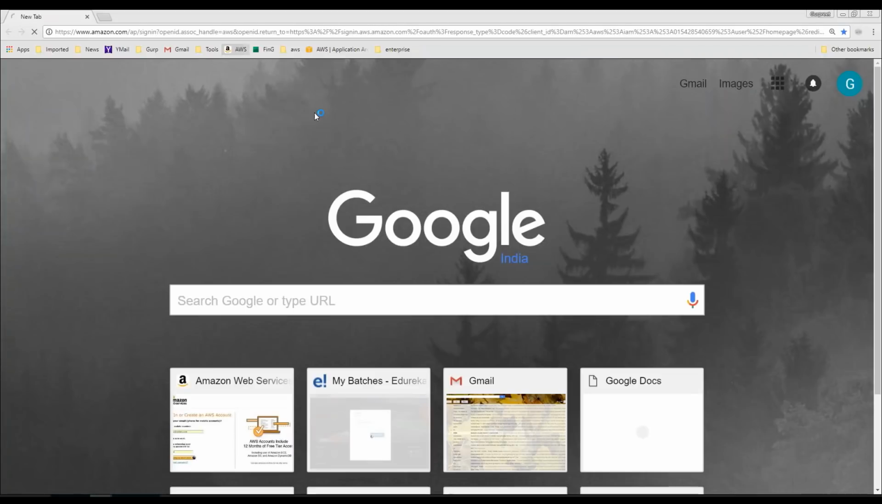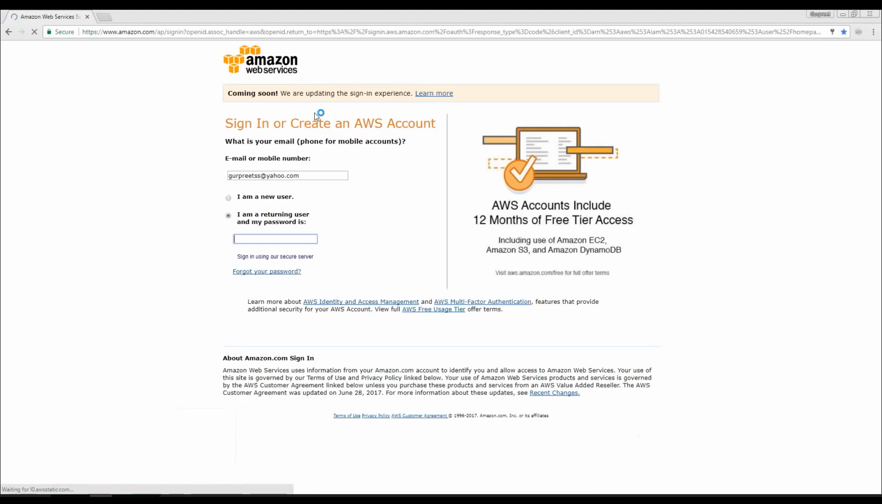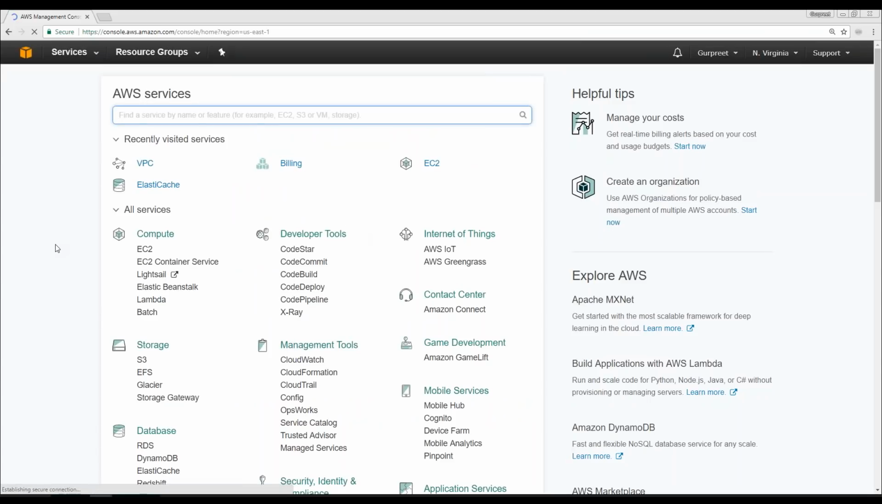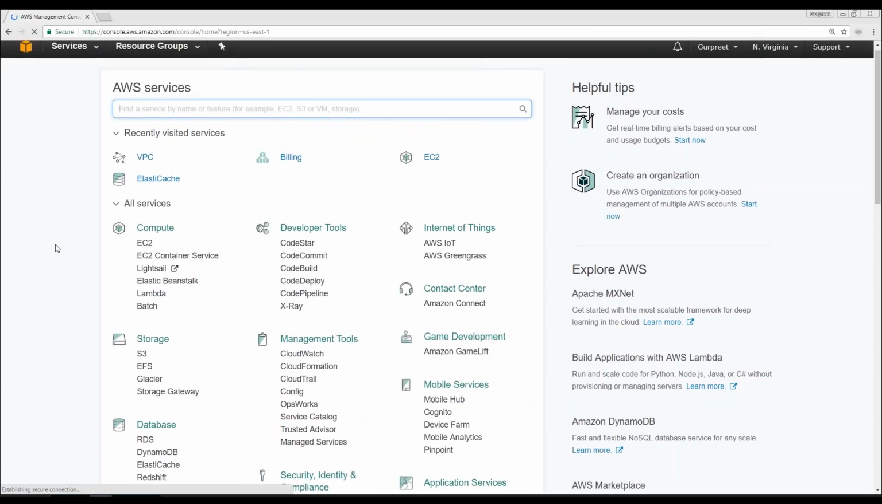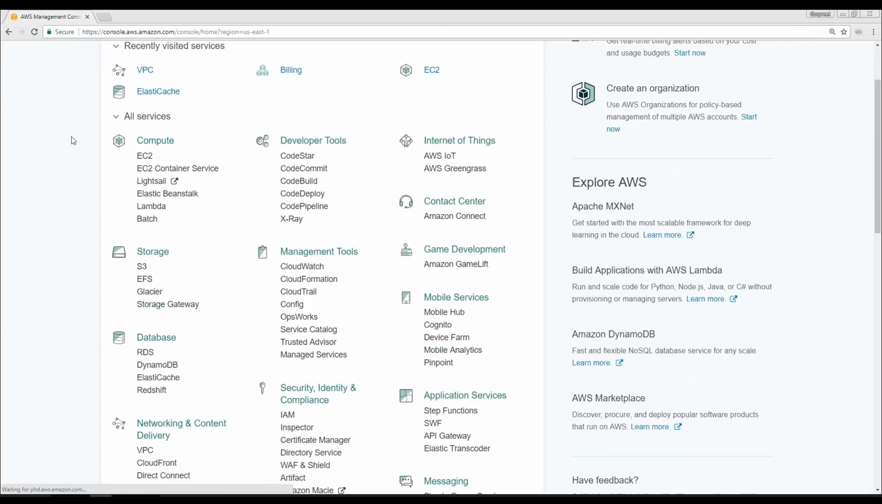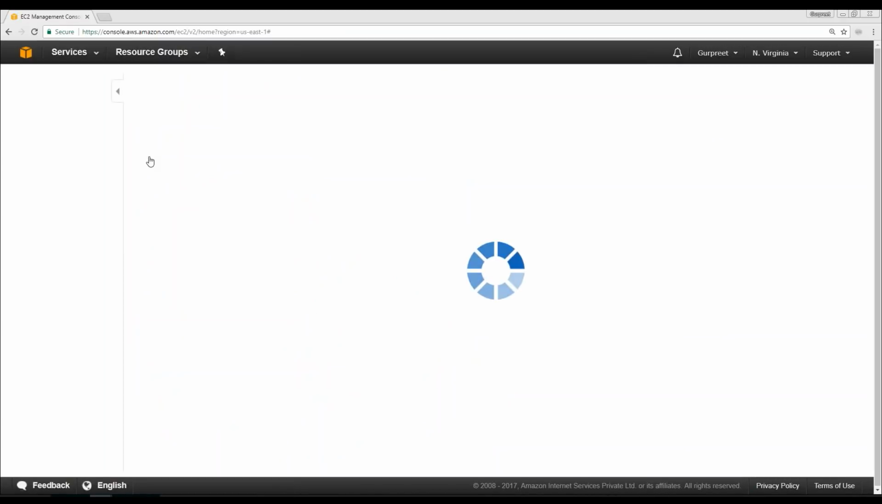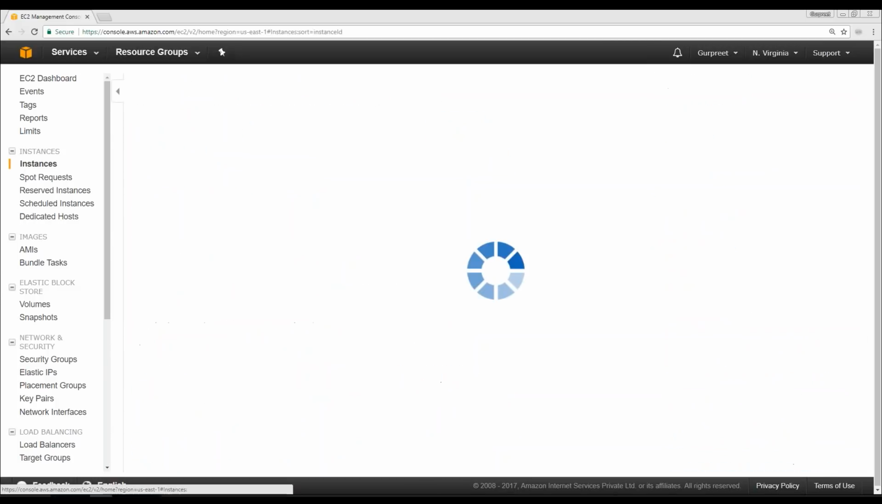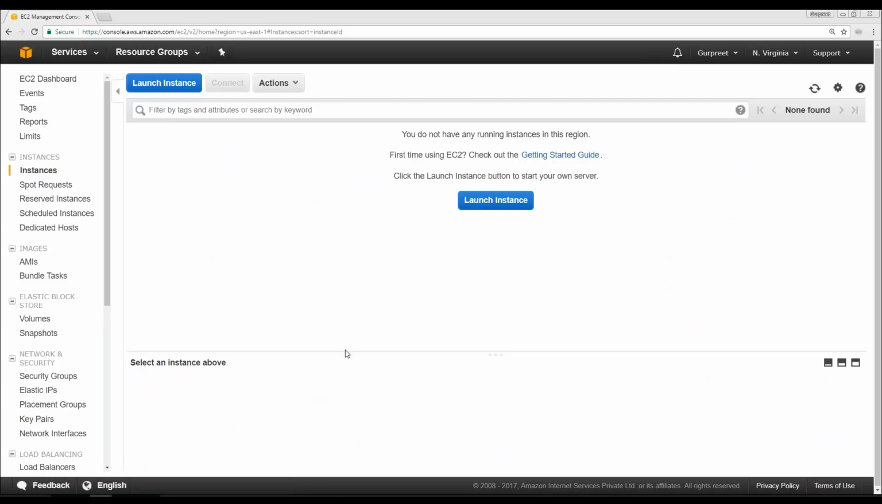If I go to my account, which I have already created, I can log into that account, and once we log in, we see many services, right? You'll find all those services there, and the first section is the compute services, where we have EC2 servers, which we call virtual machines in the cloud. Now I do not have any running instances, I do not have any server running.